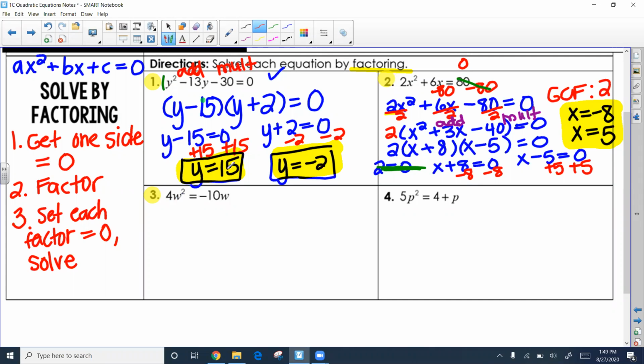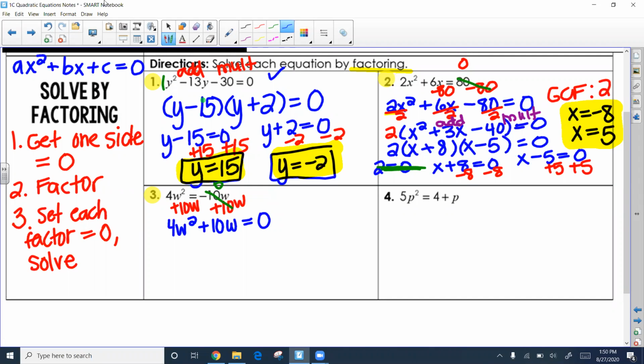So instead of subtracting the 4w squared, I'm going to get the right side equal to 0 by adding 10w. So I'm going to add 10w to both sides, and that'll give me a 0 on the right side. All right, so then I'm going to have 4w squared plus 10w equals 0.